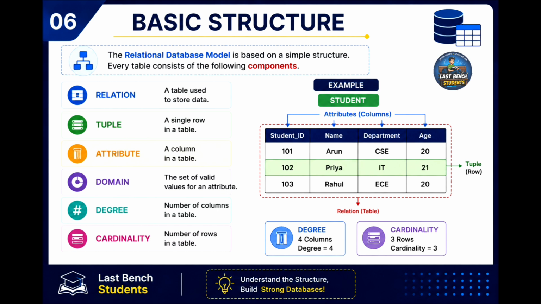Now let's understand the basic structure of a relational database model. Every table is made up of 6 important components: relation, tuple, attribute, domain, degree, and cardinality. Together, these components help organize data in a structured, accurate, and easy-to-manage format.